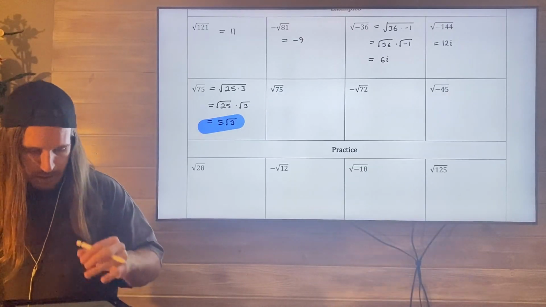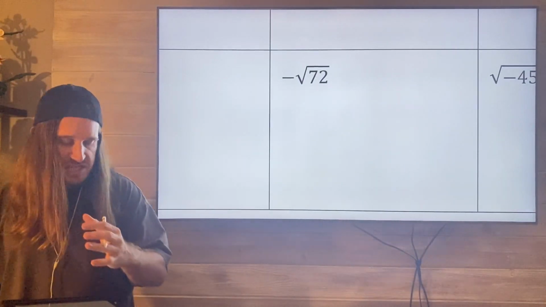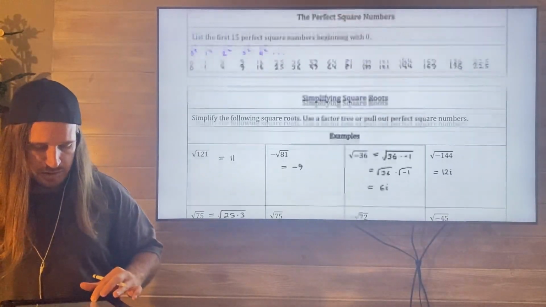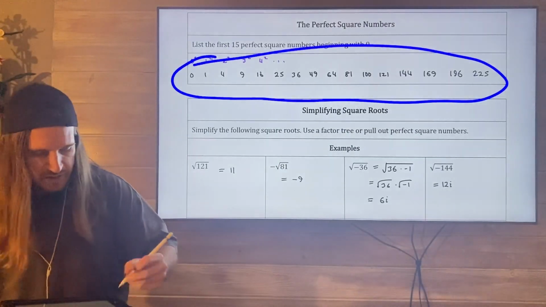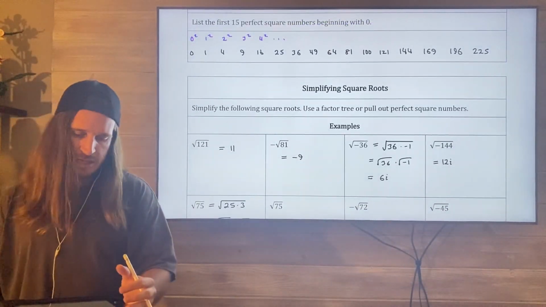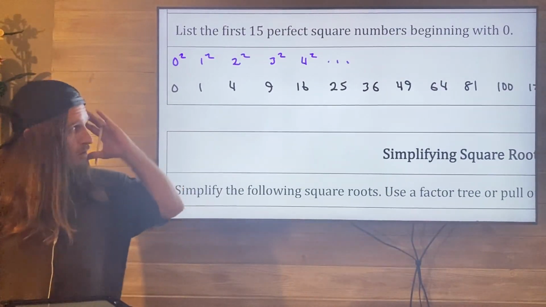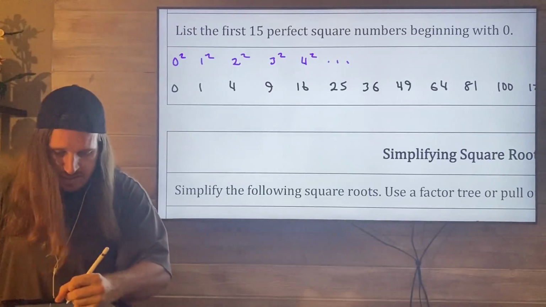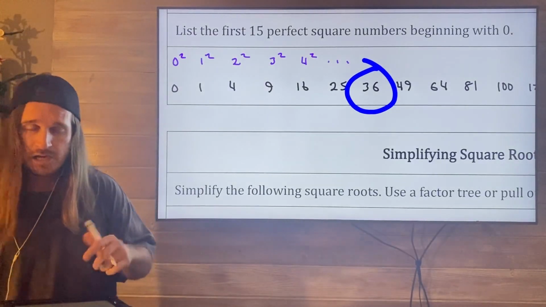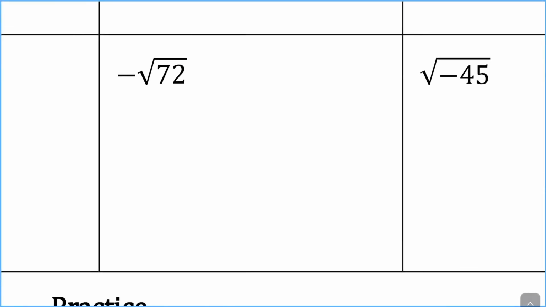Okay, good. Let's do this with the square root of negative 72. Is 72 on your list of perfect square numbers? If we look at this list, is 72 on it? No, it is not. But is it divisible by something on this list? You're more than welcome to pause the video and try to figure it out by yourself, but I'm going to say it right now. 72 is divisible by 36. Sorry, it is 36 times 2. So we're going to break apart the 72 into a 36 and a 2.